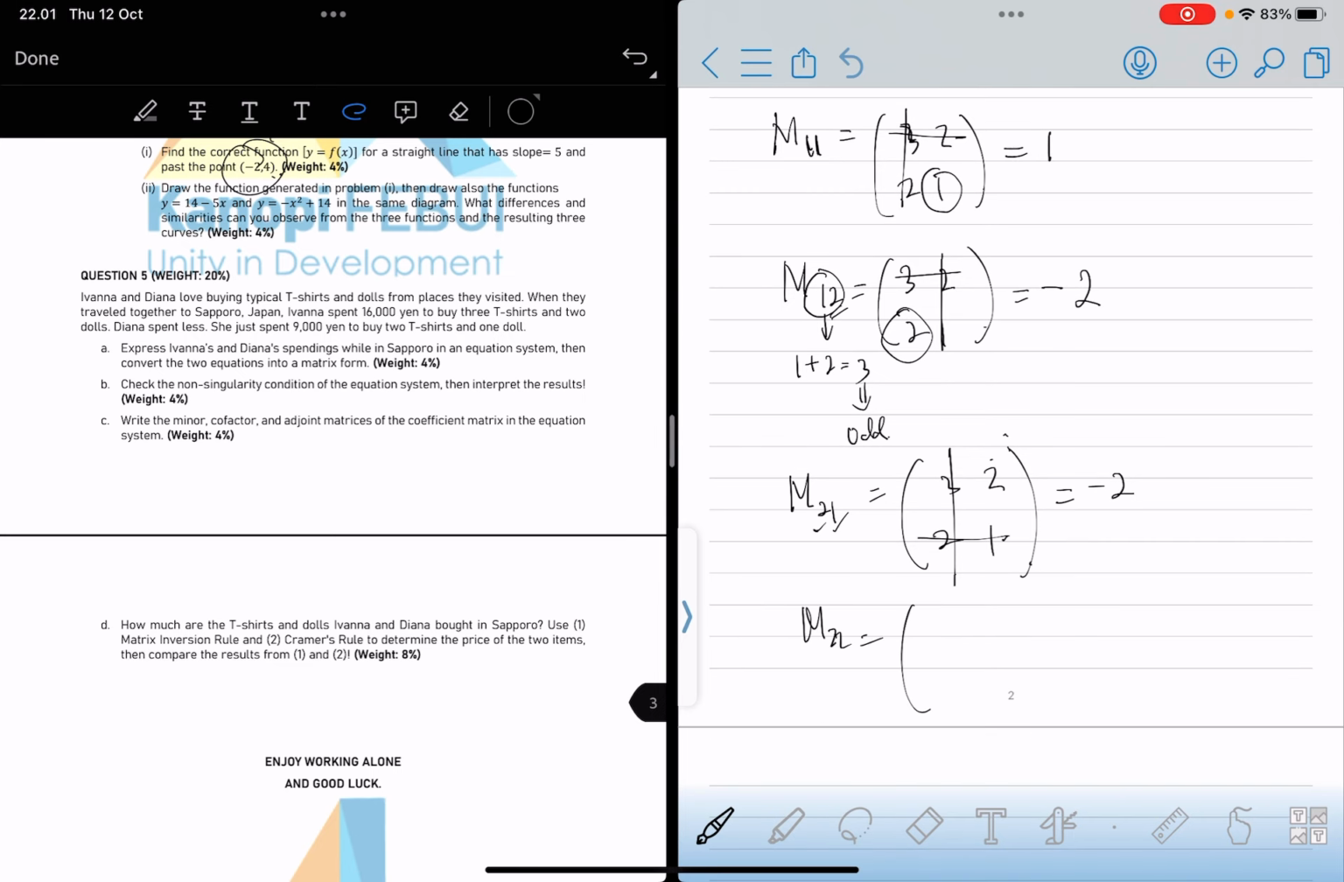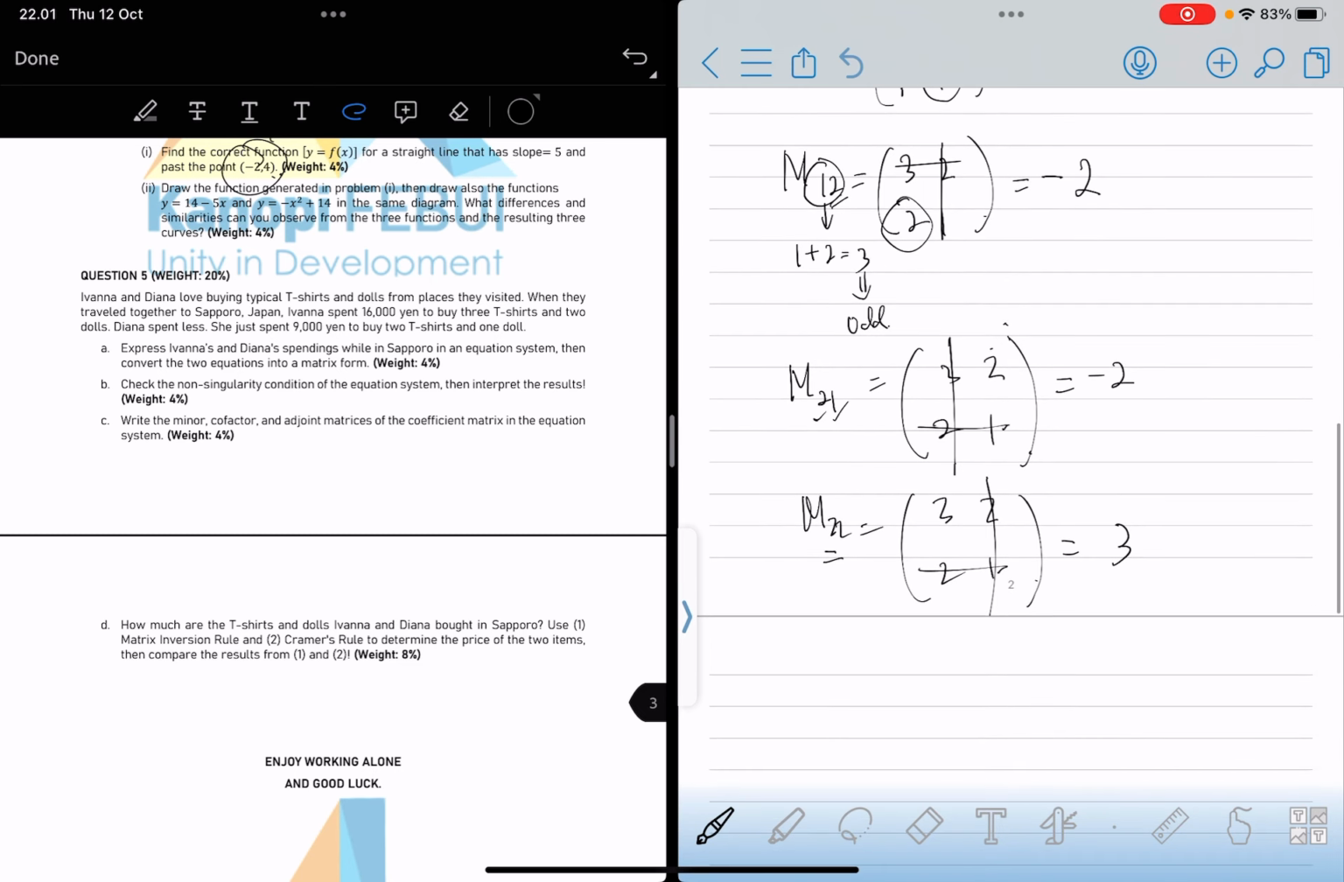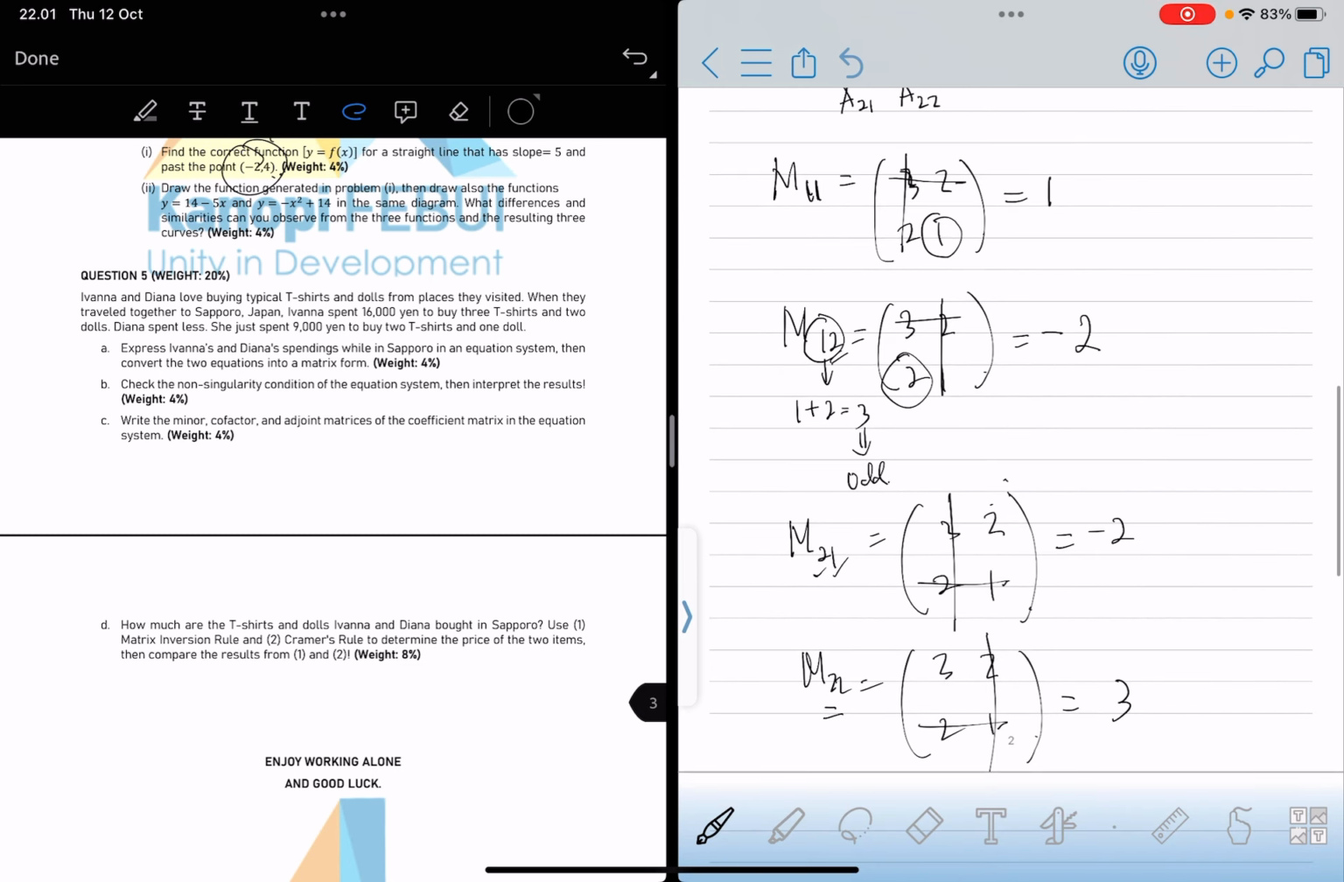And finally, for the minor 2, 2, yeah, we can eliminate the second row and second column, so the remaining is 3. And because 2 plus 2 is 4, which is the even number, we don't have to add minus before the minor. So this thing is minor.